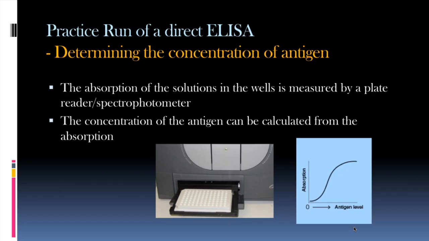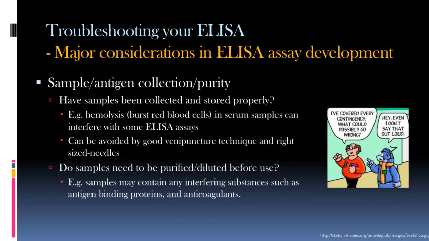So there's typically a figure such as the one on the right, where you have the antigen level or concentration being able to be calculated through some mathematical formula from the absorption of the color that is read. Okay, so this is basically a run through of an ELISA.